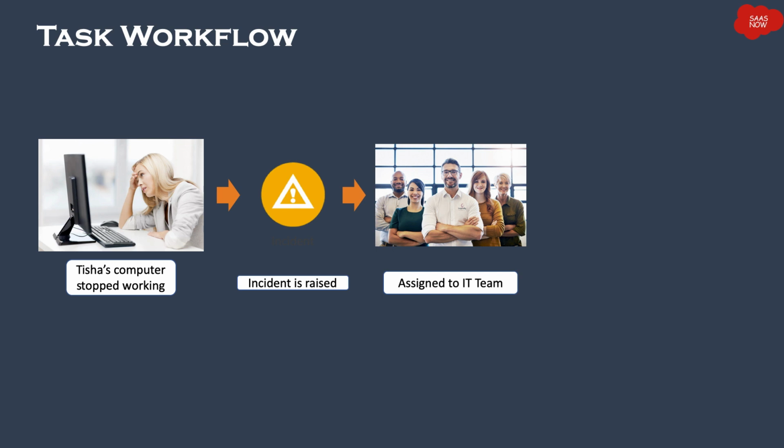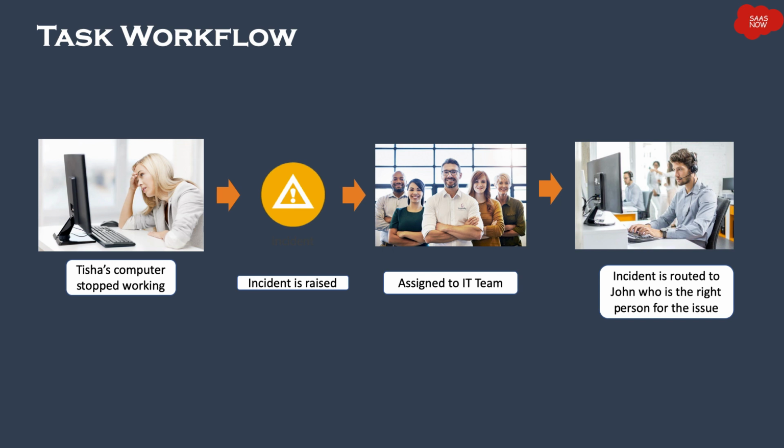Task workflow. Let's take an example. Tisha is an application support engineer of an organization. While working, her computer stopped working and she is worried about completion of work she has to do. She raised an incident for the issue she was getting. And that particular incident got assigned to IT team. And then once that incident was assigned to IT team, then it got routed to John, who is an IT specialist and works on those type of issues which Tisha was getting.